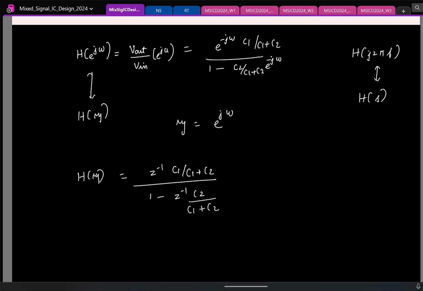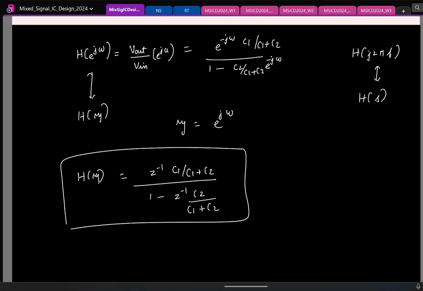That's all you need to know. Cool. So again, if I have x of n minus k, the Fourier transform is what? e power minus j omega k times X of omega. In the z transform, it becomes z power minus k times X of z. If you know this, it's enough. You will not go into other kinds of regions of convergence. This much is enough.